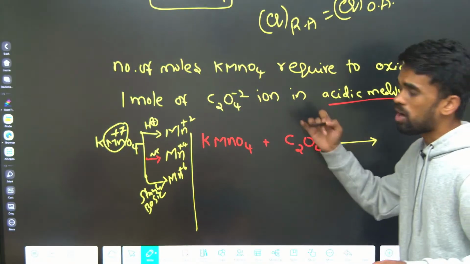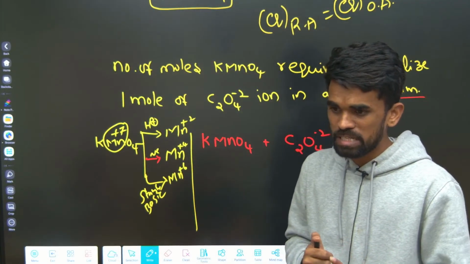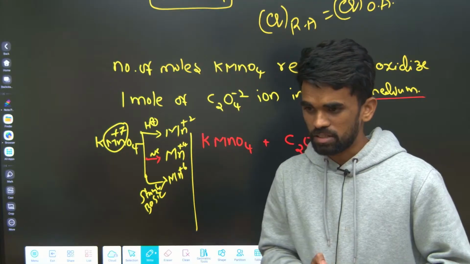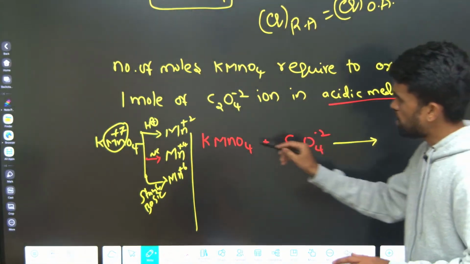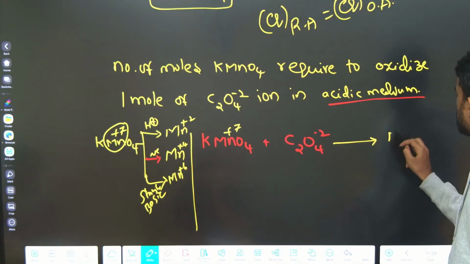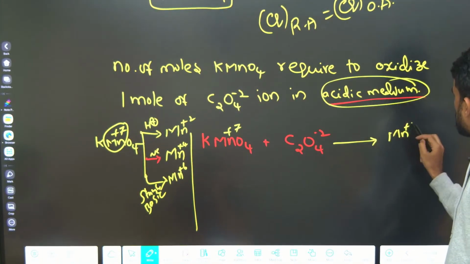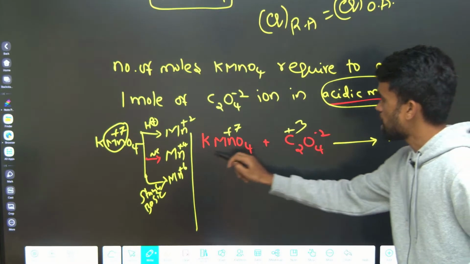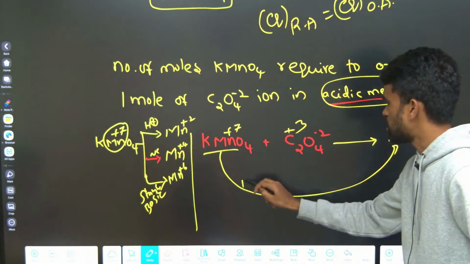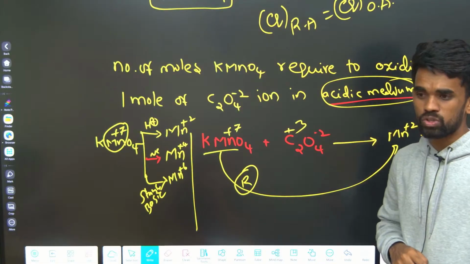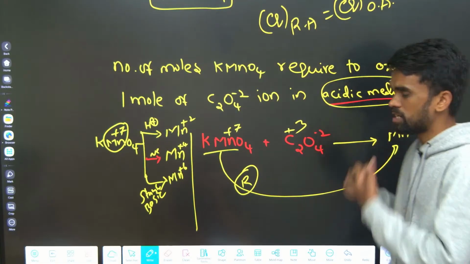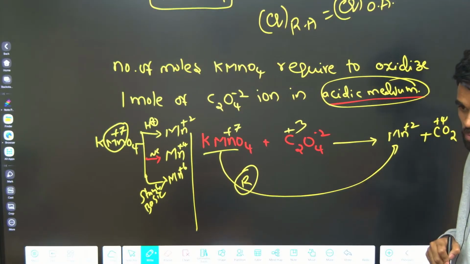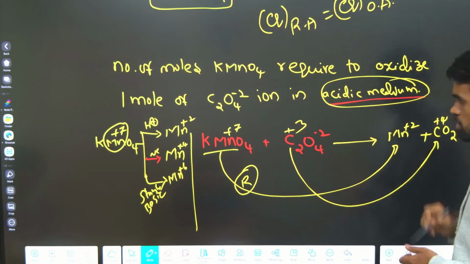So what is mentioned here? Acidic medium. For oxalic acid, generally if they don't mention acidic, basic or neutral medium, just consider acidic medium, because oxalic acid itself is an acid. So now +7 converts into +2 in acidic medium. Then carbon here is +3. If KMnO4 is undergoing reduction, definitely carbon from oxalate should undergo oxidation, because it is a redox reaction. So the possible oxidation state for carbon is +4, converting from +3 to +4.